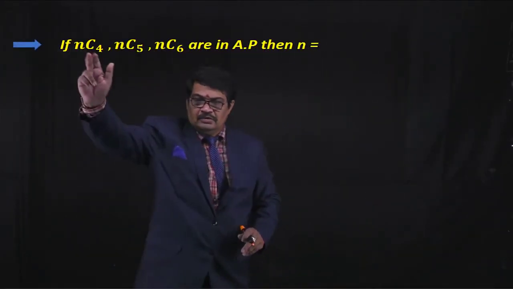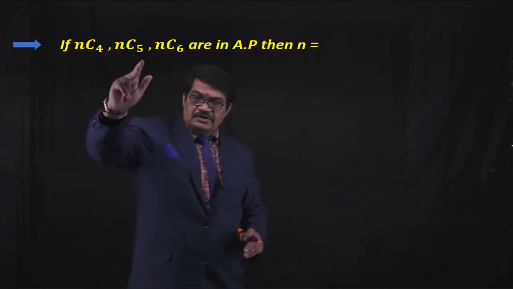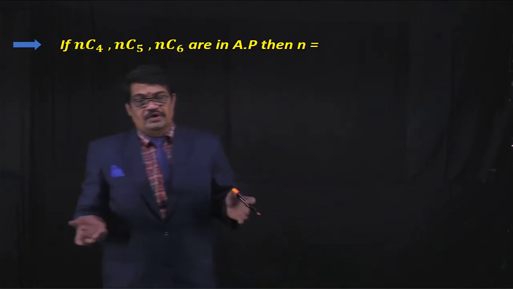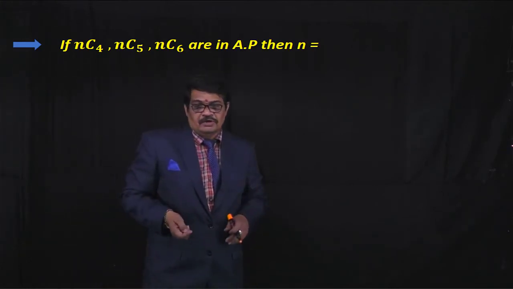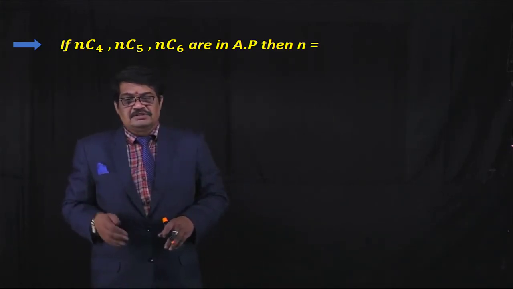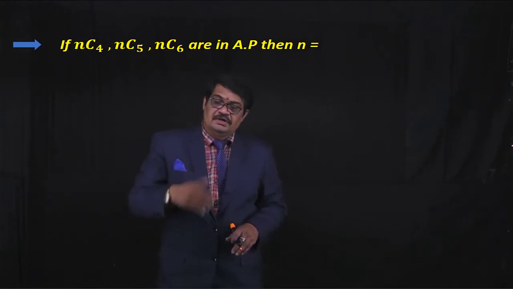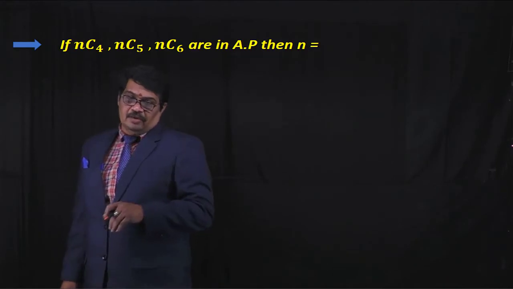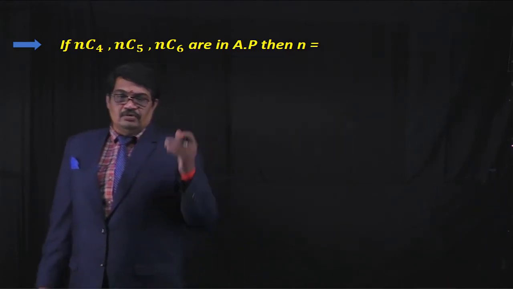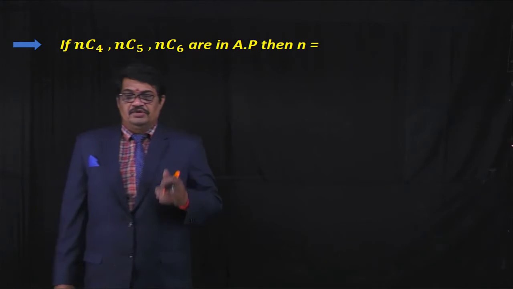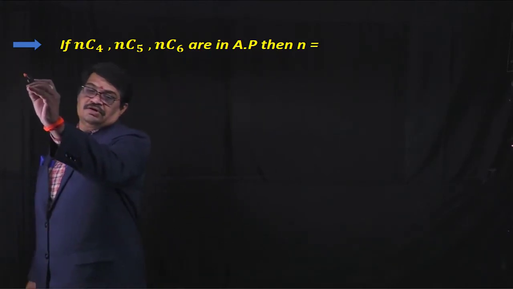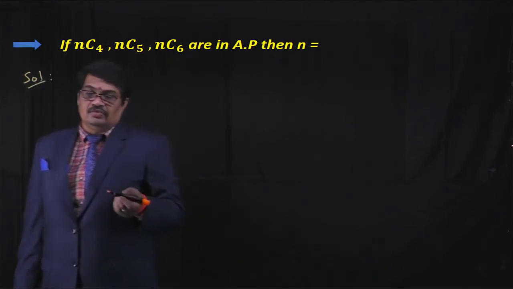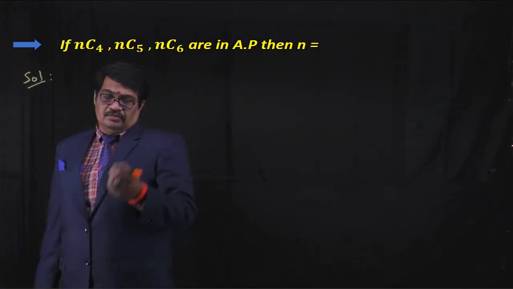See the problem. If nC4, nC5, nC6 are in AP, then what is the value of n? So the binomial coefficients nC4, nC5, nC6 are given in AP. Then what is the value of n? So these are three consecutive binomial coefficients. We have to find the value of n. So you know the formula. If three consecutive terms are in AP, then what is the binomial formula?